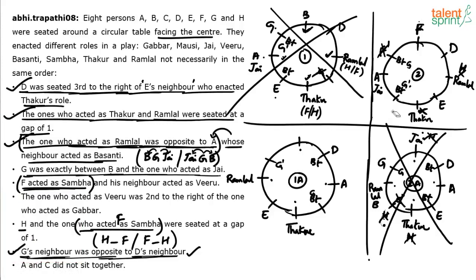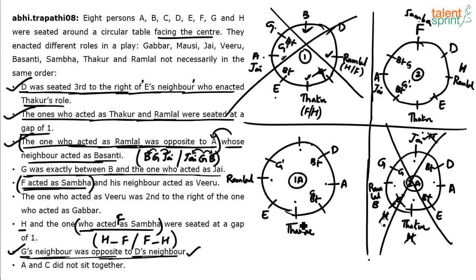I'll clear all the unnecessary stuff. So the only place where F can come is this one, and H has to come here. F comes here and H comes here. And F of course is Samba. Okay, case 2, some clarity is there.